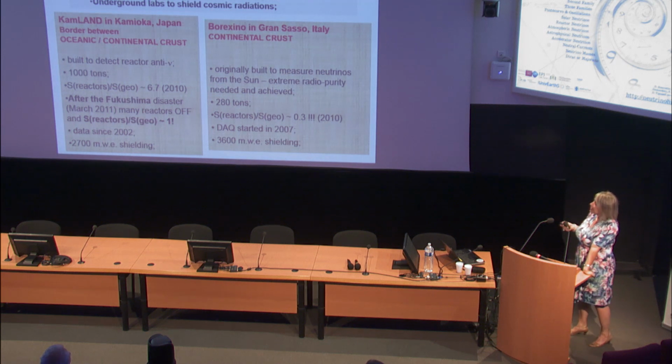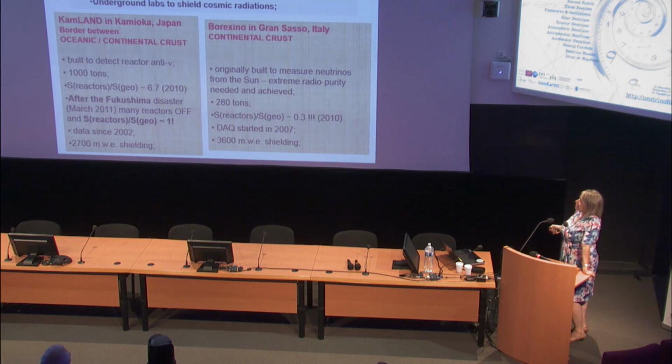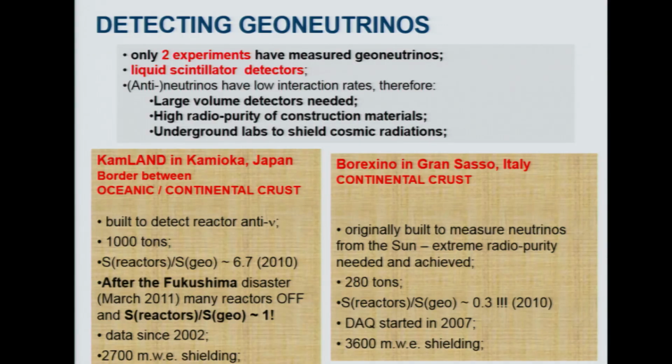KamLAND was built to measure reactor antineutrinos, while Borexino was built to measure solar neutrinos, so there is no IBD coincidence requirement, and that's why Borexino was forced to, and succeeded in this, to get the extreme radiopurity of the detector. It's 3 times smaller than KamLAND. KamLAND is about 1 kiloton. And at the beginning of data taking, KamLAND had really a lot of reactor background because they had been measuring reactor antineutrinos. And in Italy, in Borexino's case, there are no nuclear power plants. After the Fukushima disaster in March 2011, many reactors have been switched off. And currently, the signal to background ratio for KamLAND is an incredible 1.